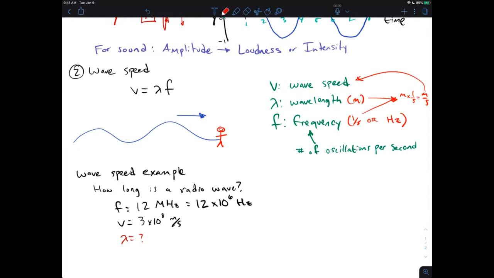What is it? I'm going to give you guys a little bit of time to try this out. Try this out and see if you can find how long a radio wave is. I'll give you guys about 30 seconds. Sorry, we'll do like a minute and then we'll work this out together.